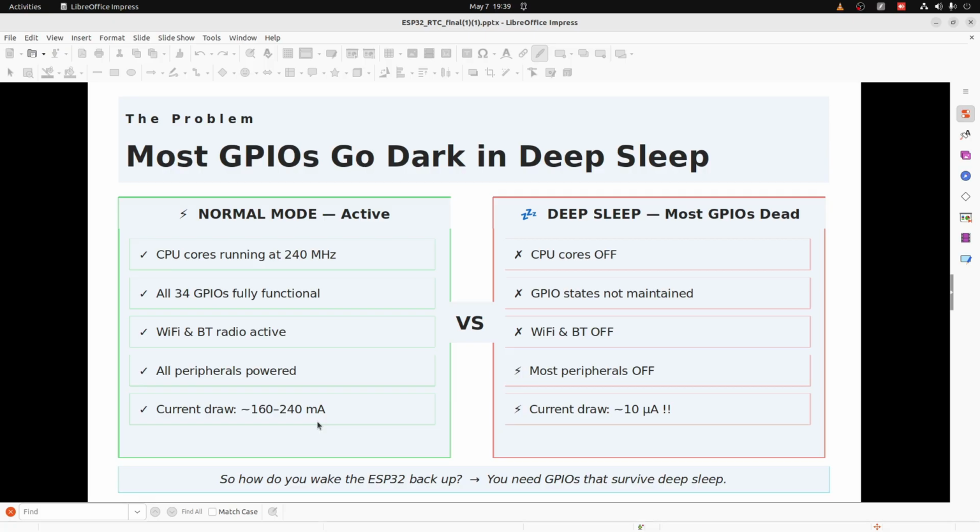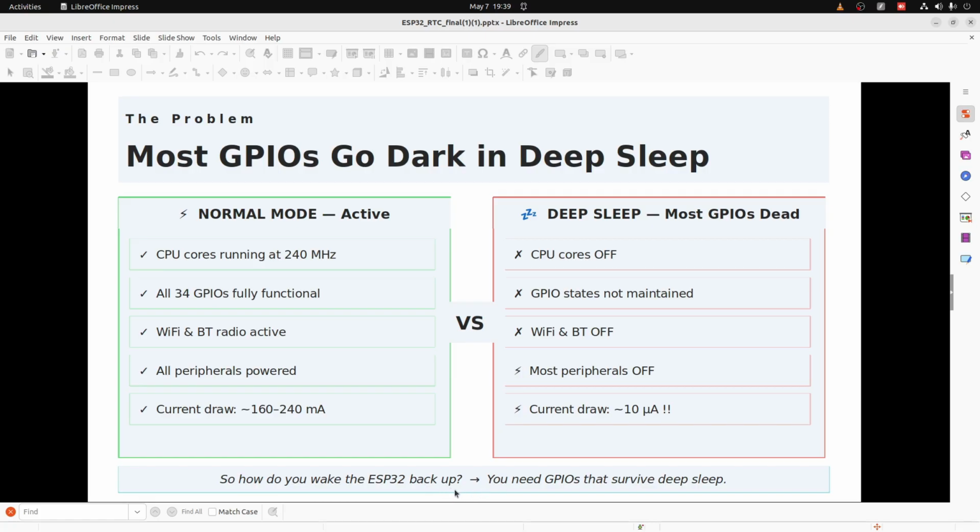Now look at the right side. This is deep sleep mode. The CPU cores are completely off, GPIO states are not maintained, Wi-Fi and Bluetooth are off, most peripherals are off, and the current drawn drops to around 10 microamps. That is a tiny fraction of what it was before. So, deep sleep is very power efficient, but it creates an obvious problem. If all the GPIOs go dark, how do you wake the thing back up? That is exactly the question we need to answer.